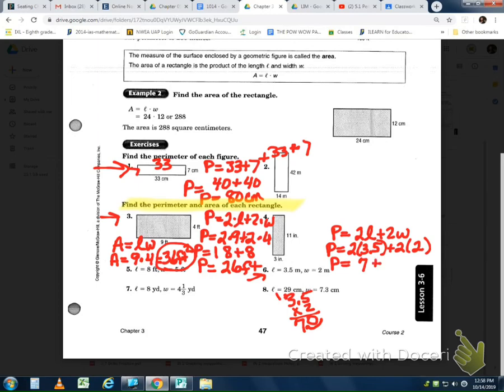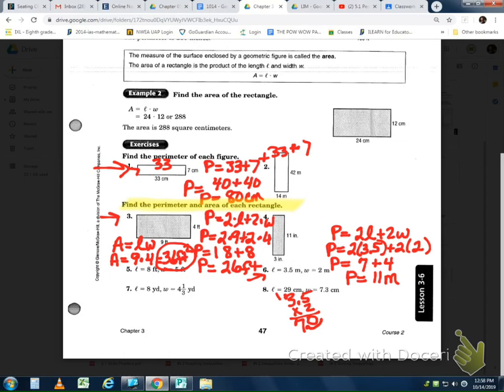What's 2 times 2? 4. So the perimeter of that, what's 7 plus 4? 7 plus 4, 11. And we're going to say 11 meters. That was the perimeter for number 6, 11 meters.